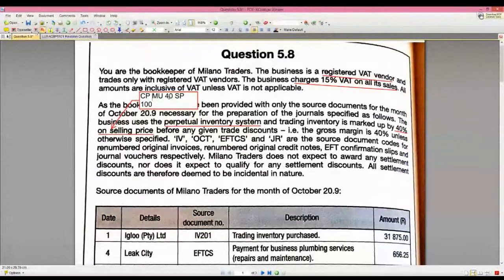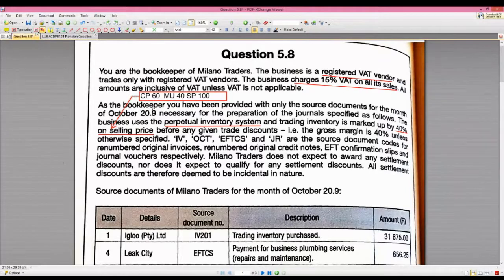So what will my cost of sales price be then? If my sales price is 100, my markup is 40, so my profit is 40. What is my cost? 60, that's correct. So this is what you have to look out for. Is it on selling price?